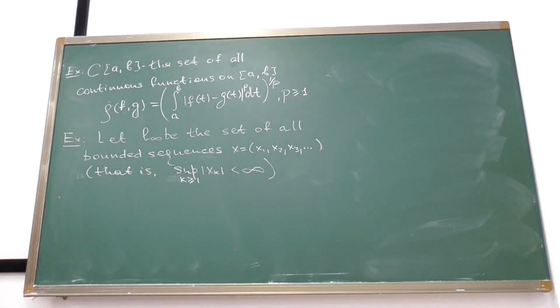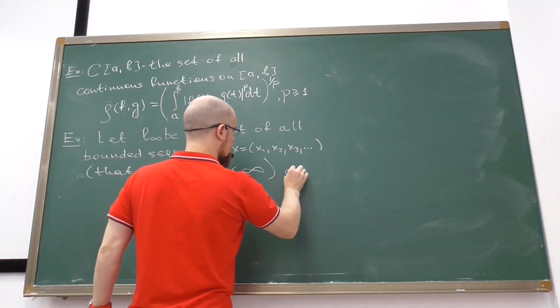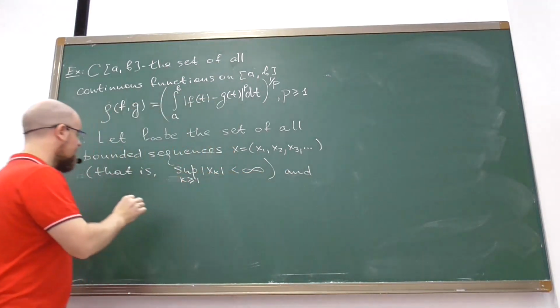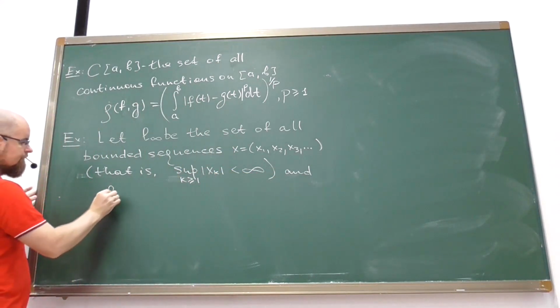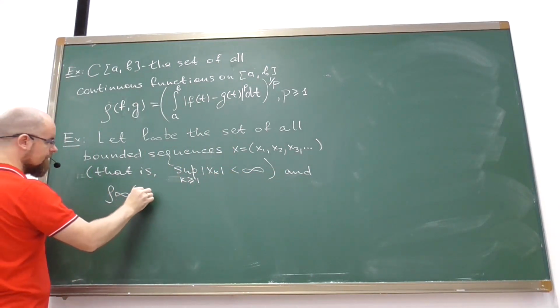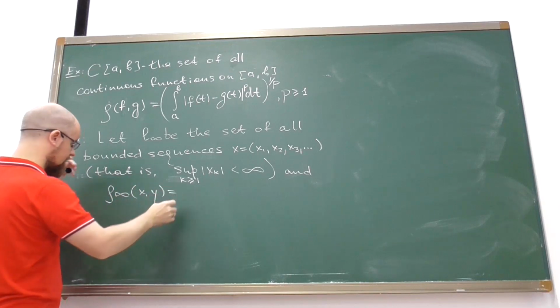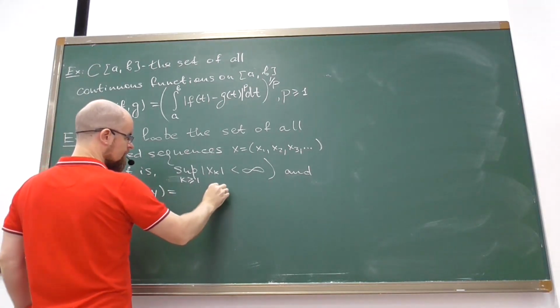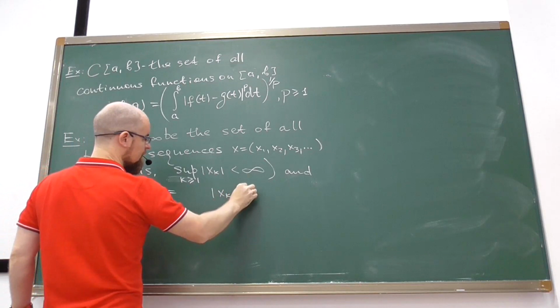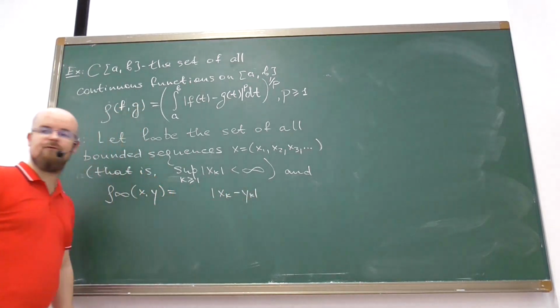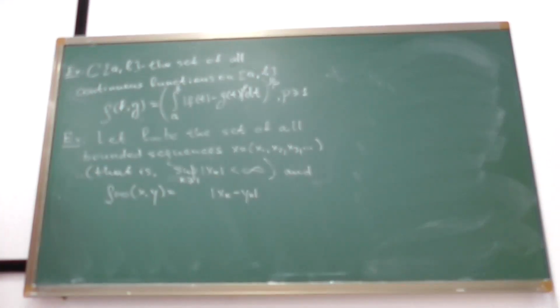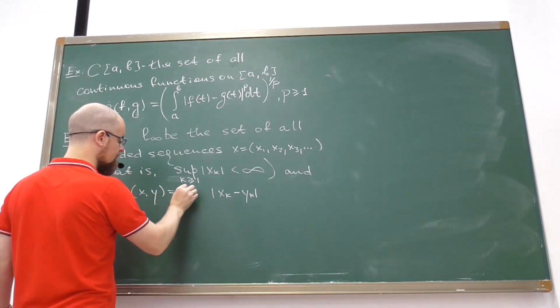So they are bounded. And we consider the metric on this space to be the infinity metric. So as in the infinity metric, we take the absolute value of the difference and then take the supremum of this.